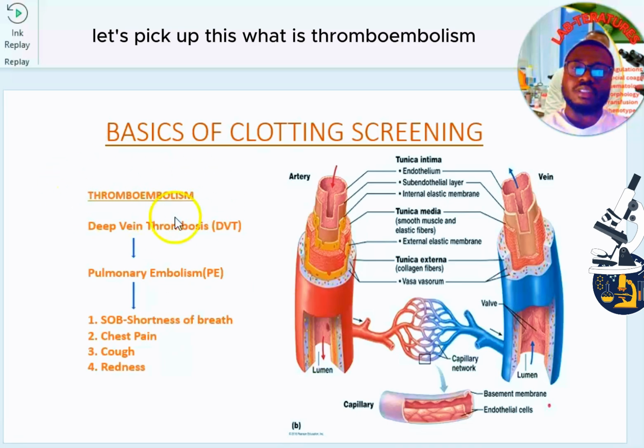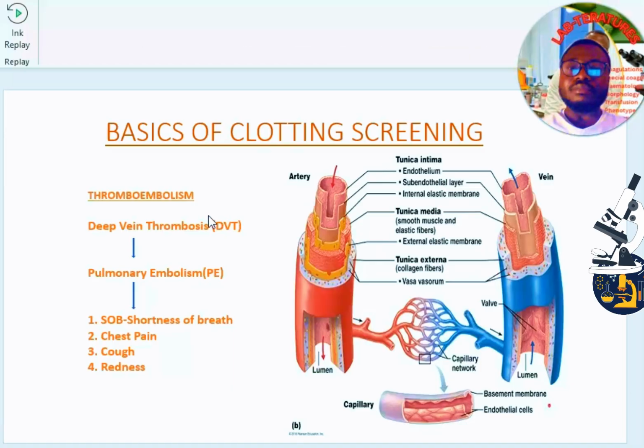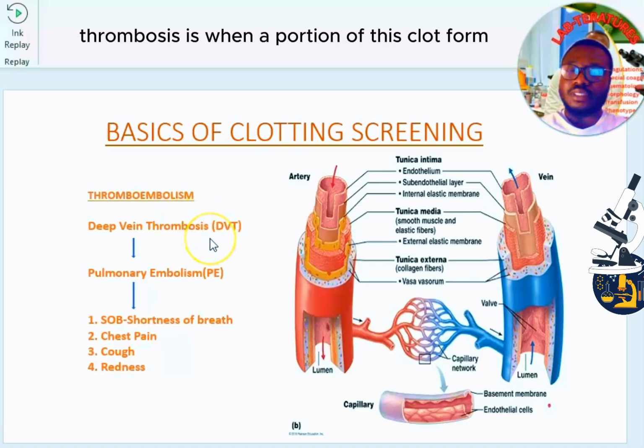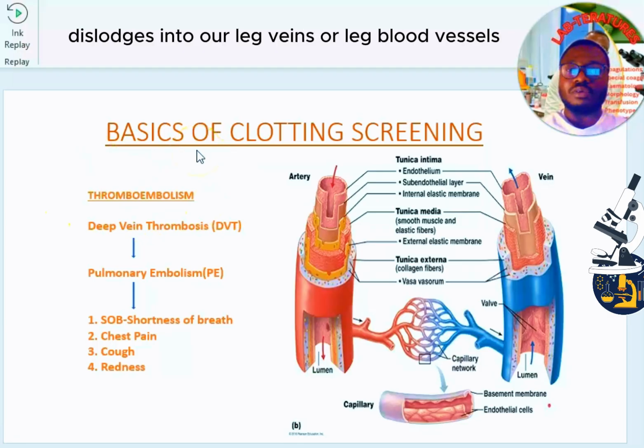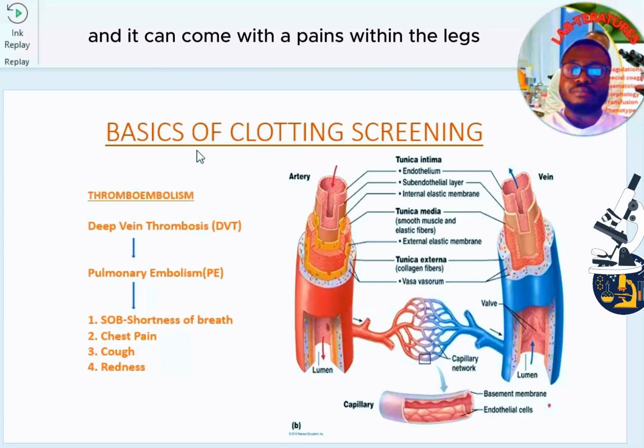What is thromboembolism? Thromboembolism is the formation of a clot in the body, and deep vein thrombosis is when a portion of this clot dislodges into our leg veins or leg blood vessels. Sometimes within the pelvis can also occur. This is what we call deep vein thrombosis, and it can come with pains within the legs, redness of the leg, changes of color different from the other leg.